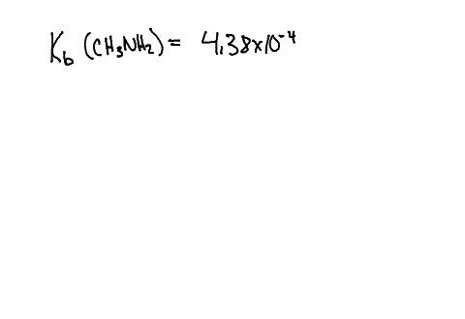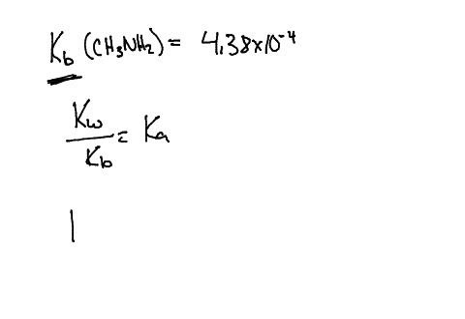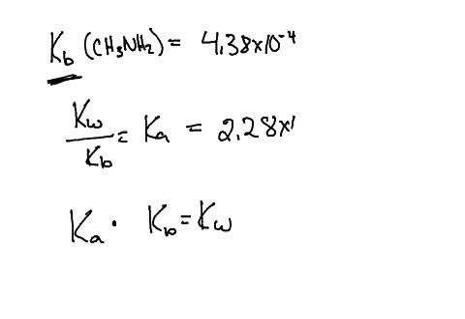Now, in the Henderson-Hasselbalch equation, it says pH equals pKa. This is a Kb, so I need to find the Ka. Remember, Kw divided by Kb equals Ka. That comes from the equation Ka times Kb equals Kw. So when you get the Ka, you get 2.28 times 10 to the negative 11.